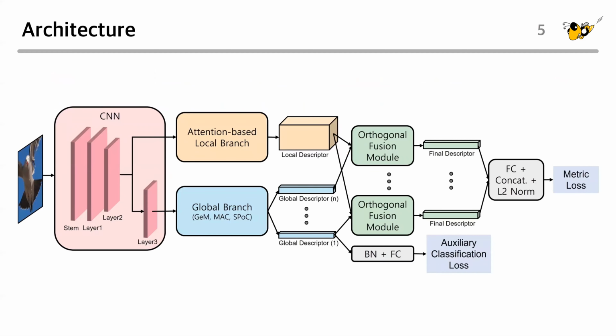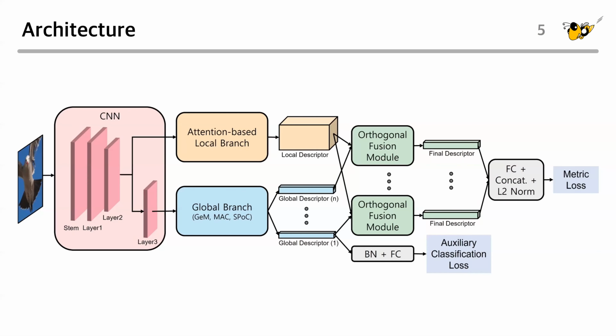The architecture of the model is illustrated on this page. From the backbone network, the local branch receives the feature map from layer 2, and the global branch receives the feature map from layer 3. The feature maps are then transformed into descriptors. Those descriptors are then processed in the orthogonal fusion model and a fully connected layer. Finally, all the outputs are concatenated and fed into an L2 normalization layer. The final output is used to compute the metric loss.